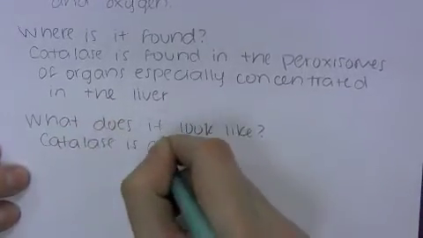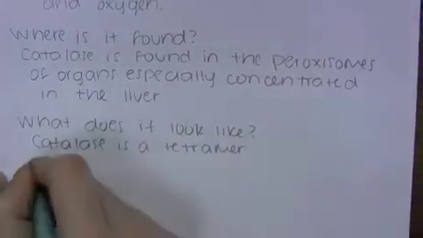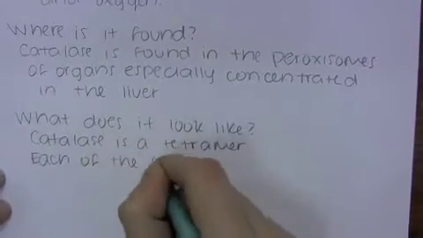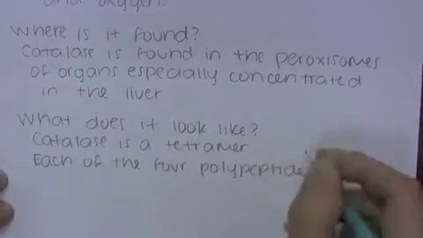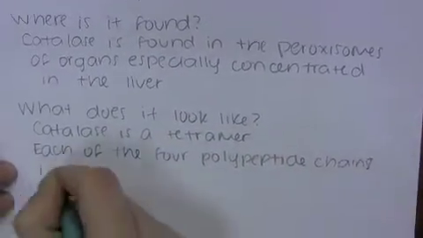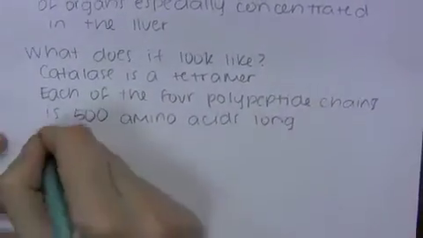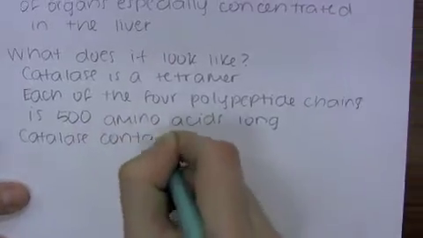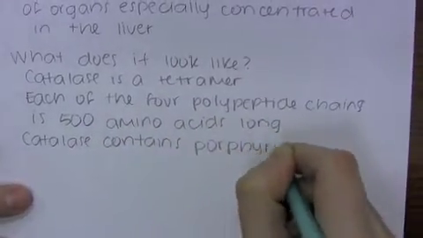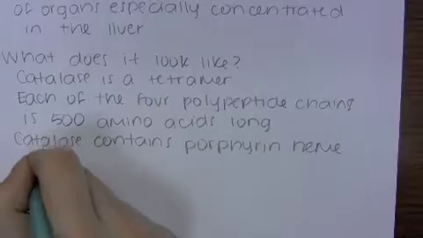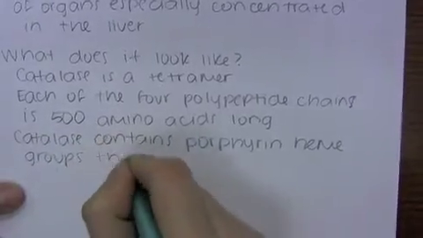So a little bit about the structure of catalase. Catalase is a tetramer, so it has 4 subunits. Each of the 4 polypeptide chains is approximately 500 amino acid residues long, and catalase contains 4 porphyrin heme groups. The porphyrin heme groups form part of the active site that interacts with hydrogen peroxide.